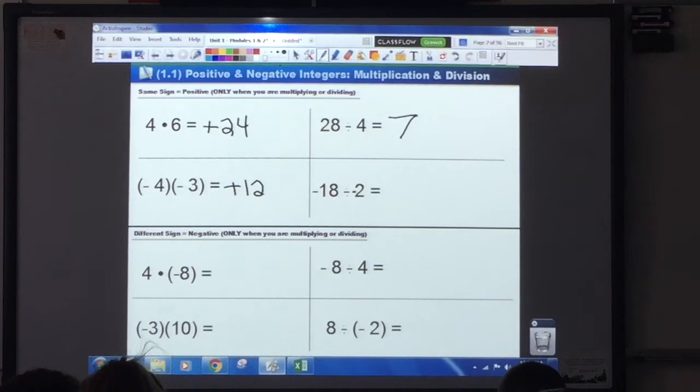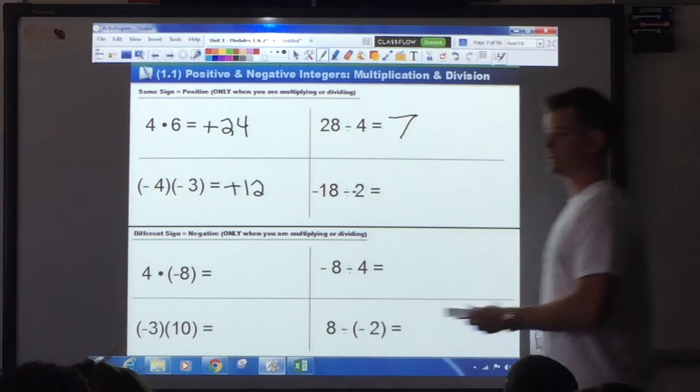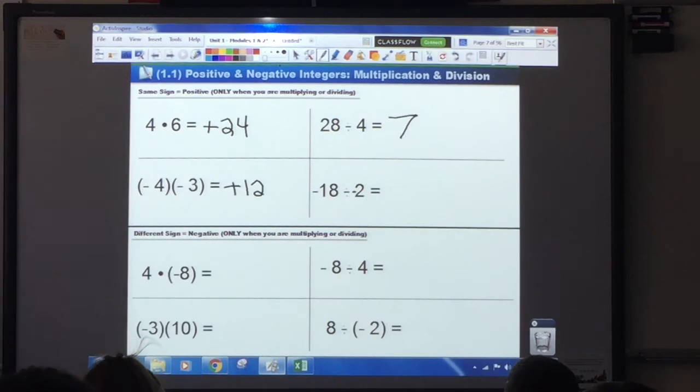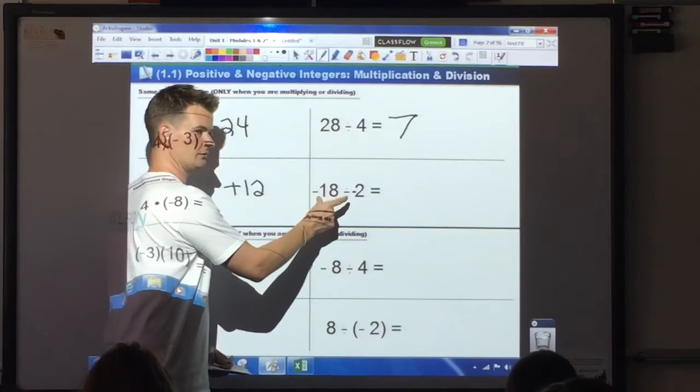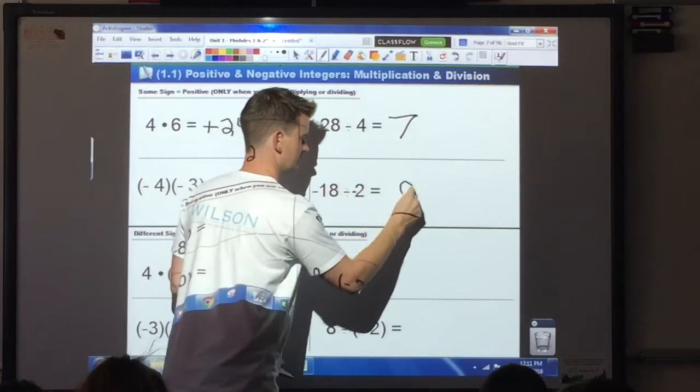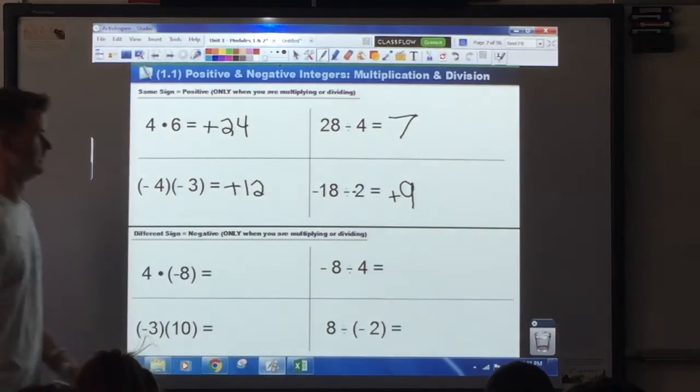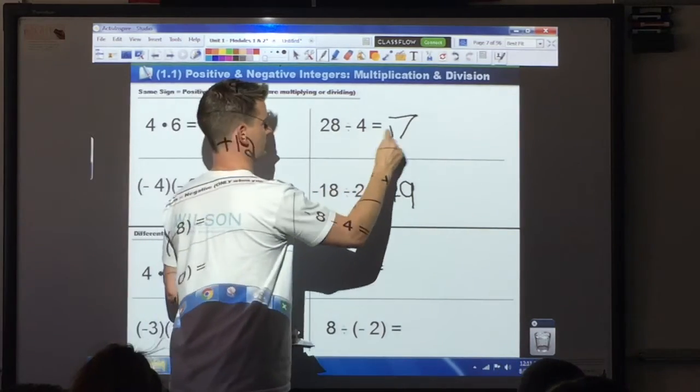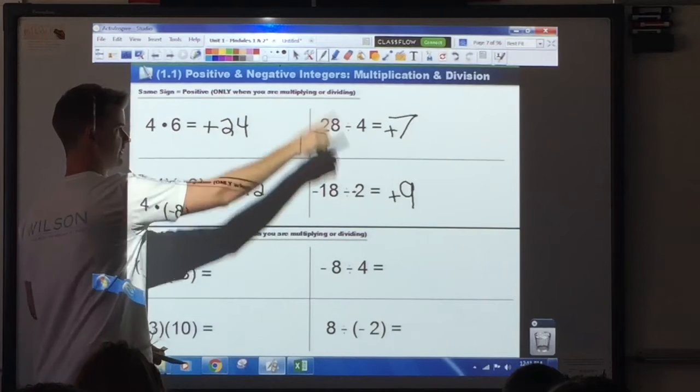Valentina, what about negative 18 divided by negative 2? What would that be? It would be 6 if that was a negative 3, but that's a negative 2. So try it again. Quick mental math. 9! And is it going to be positive or negative? Positive. Are you positive? All right, good. So it's going to be a positive 9. Same sign when we're multiplying and dividing, you're going to have a positive answer. So my answer is positive 9, positive 12, positive 24, positive 7. Notice they all have the same sign. Every single answer here is positive.